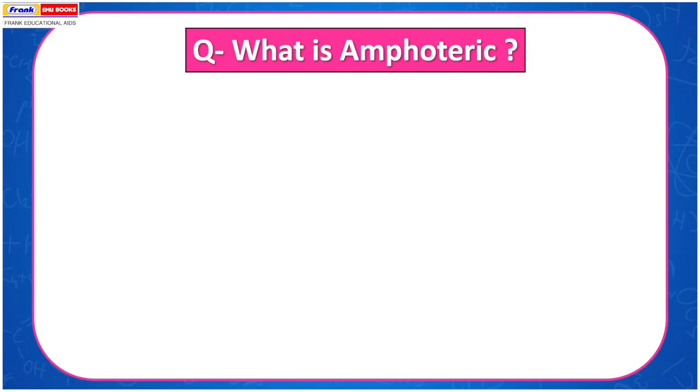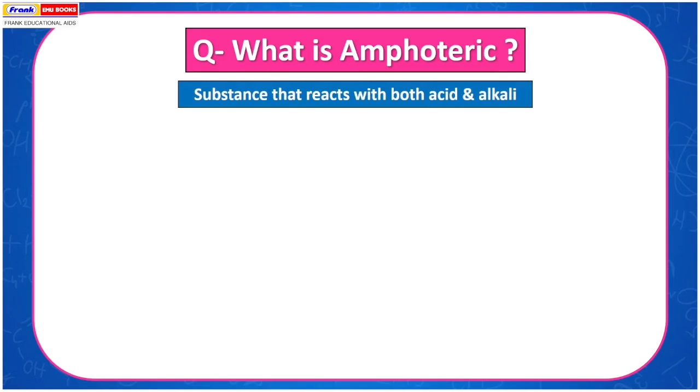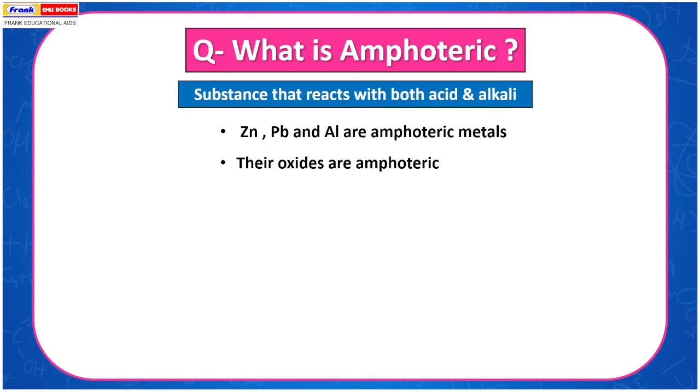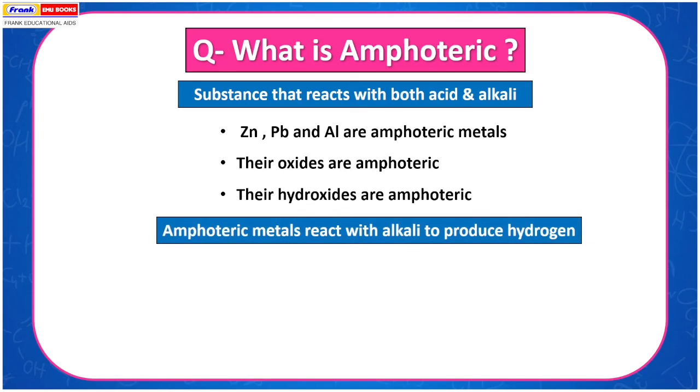What is amphoteric? Substance that reacts with both acid and alkali. Zinc, lead and aluminium are amphoteric metals. Their oxides are amphoteric, their hydroxides are amphoteric. Amphoteric metal reacts with alkali to produce hydrogen.